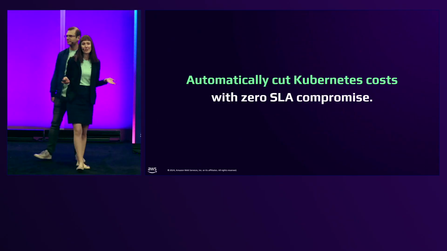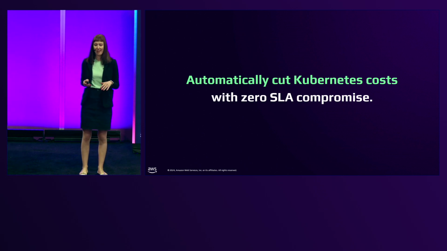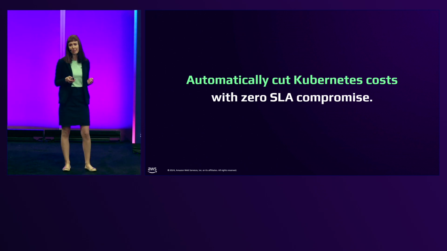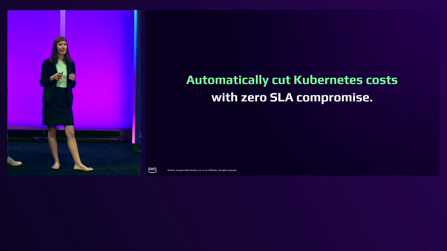All right, so we understand the challenge. The question is, how do we actually solve this challenge? And we're happy to present today Compass, which is a Kubernetes platform that really tries to drive cost efficiencies and make sure you can maintain those desired SLAs.